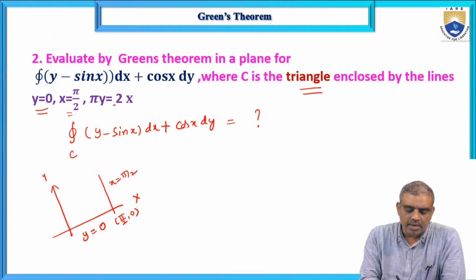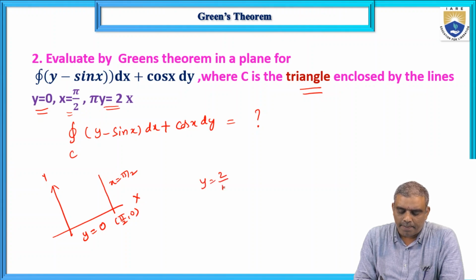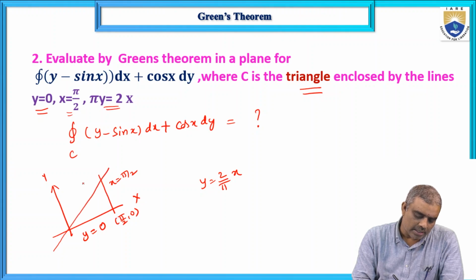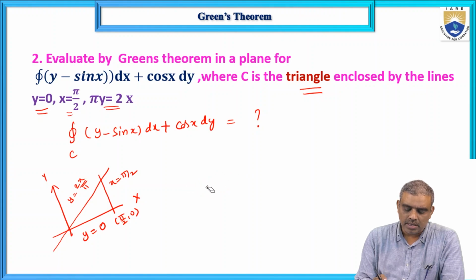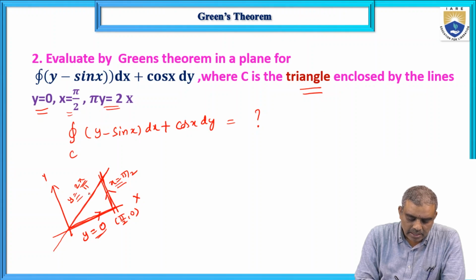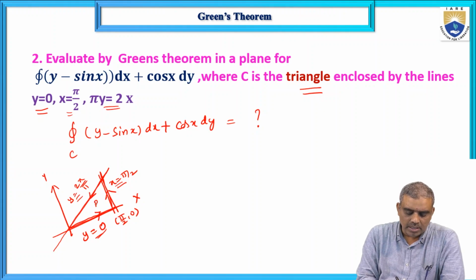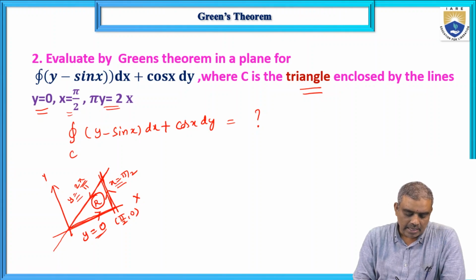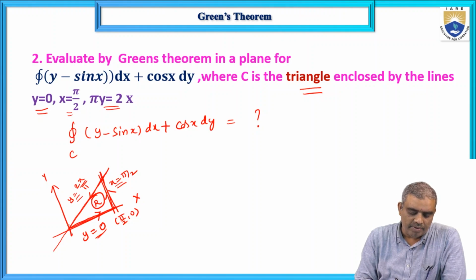The other line given is y is equal to 2 by pi into x. Y is equal to 2x by pi means it is a line passing through the origin. The boundaries are the straight line y is equal to 0, the x-axis, the straight line x is equal to pi by 2, and y is equal to 2x by pi. So this is the region of integration. This is the region, or capital R is the region bounded by the three lines, and the curve C is bounded by the x-axis, the line x is equal to pi by 2, and the line y is equal to 2x by pi.